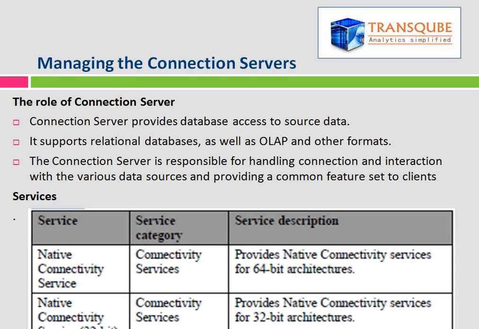You have 2 types of services here. A native connectivity service, which is also known as connection server. It provides native connectivity to 64-bit architecture machines. Similarly, you have native connectivity service 32-bit, which is typically used by connection server 32, which provides native connectivity to 32-bit architectures.